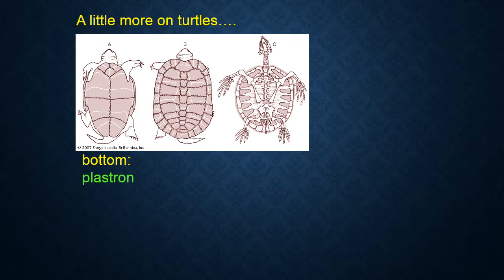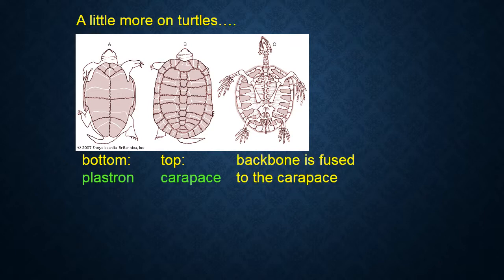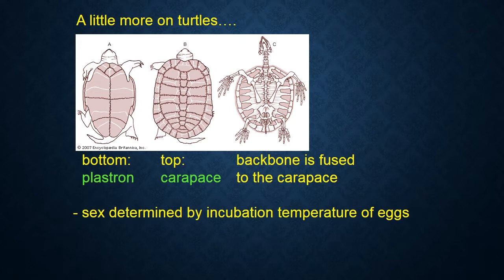The bottom of their shell is what we call a plastron, and the top is called the carapace. So carapace and plastron. And the backbone is actually fused with the carapace, so they are inseparable. Just some other neat features about turtles. Their sex is determined by the incubation temperature of their eggs.